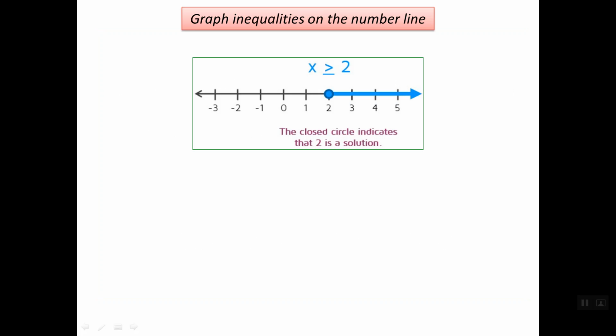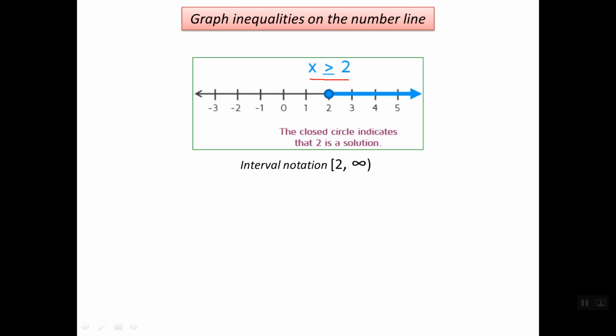For example, if we have an inequality which is x greater than or equal to 2, this means that any value for this variable which is greater than 2, and 2 itself, is part of the solution for this inequality. So we draw a shaded arrow starting from number 2 in the direction of plus infinity. As you see here, we draw a closed circle on the 2 in order to indicate that 2 is part of the solution of this inequality.